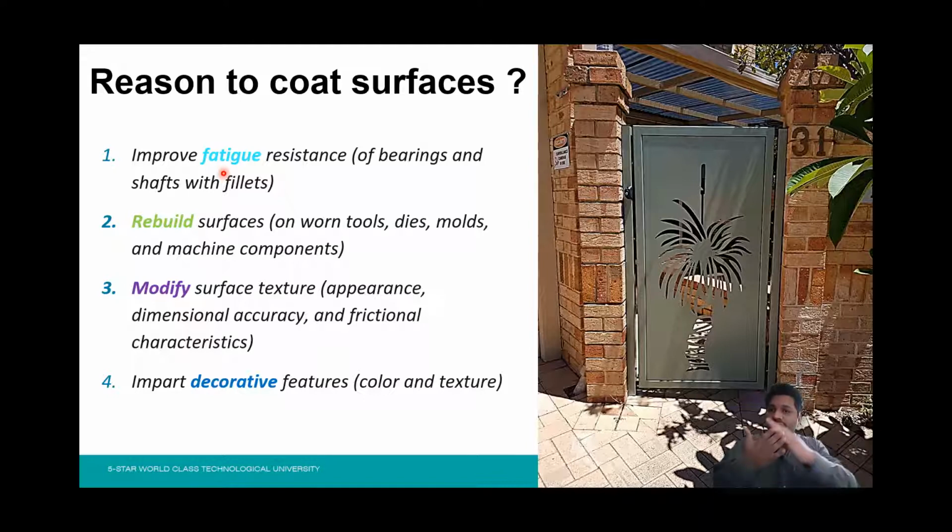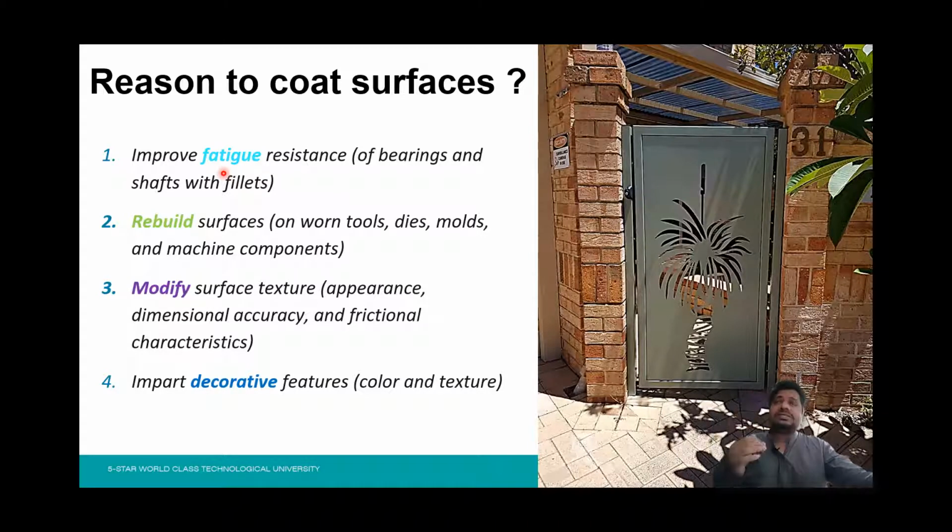Next we talk about rebuilding surfaces, such as cranes and tools which are worn out. We can coat them once again with a hard facing alloy, a hard coating, and then we can reuse them for our purpose. The teeth of the crane, the bulldozers, they have those teeth that can be rebuilt again as well.